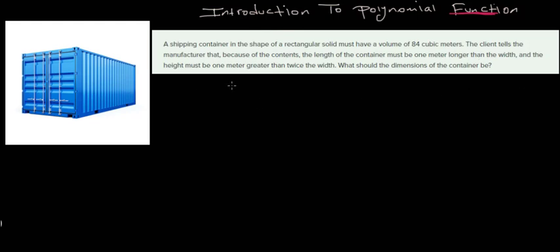Okay, let's move on. So the client wants to redesign the dimensions of the container in a way that the length is 1 meter longer than the width. Let's just roughly draw. Let this be the base.